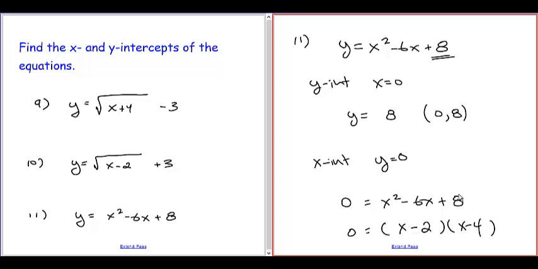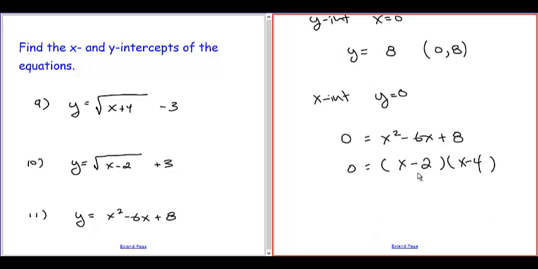So what 2 numbers multiplied together give 8, and added together give -6? Well, the answer is -2 and -4. Multiplied together they give 8, added together they give -6. To have the product be 0, either this has to be 0 or this has to be 0.